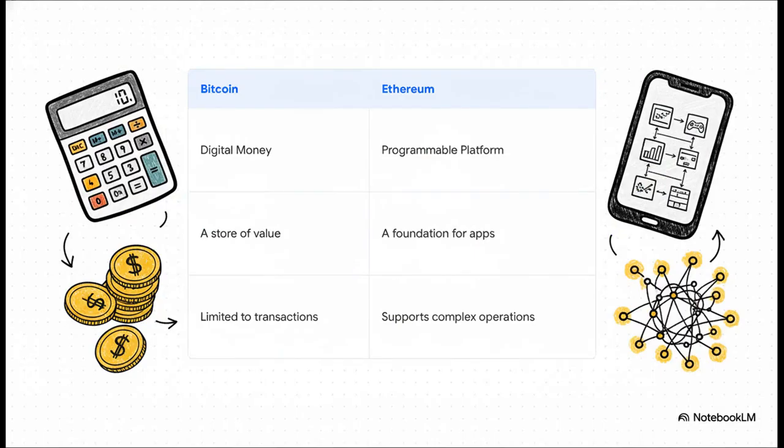Now, you've probably heard of Bitcoin, right? This slide just perfectly nails the difference. Bitcoin proved that decentralized digital money could work. It's like a calculator. It does one job, sending money, and it does it incredibly well. Ethereum, on the other hand, is like a smartphone. It's a fully programmable platform where developers can build countless different applications on top of it. It's a whole new world of possibility.